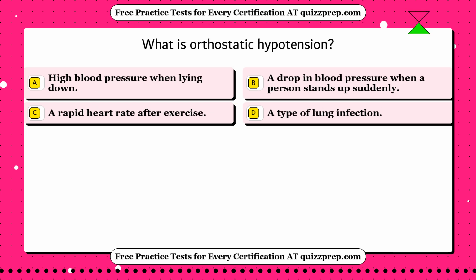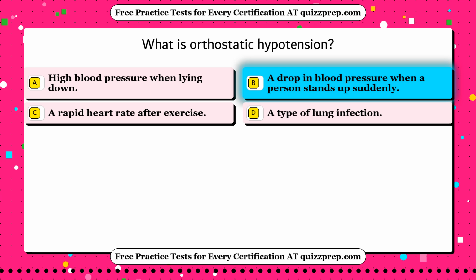Question 100. What is orthostatic hypotension? Option A, high blood pressure when lying down. Option B, a drop in blood pressure when a person stands up suddenly. Option C, a rapid heart rate after exercise. Option D, a type of lung infection.